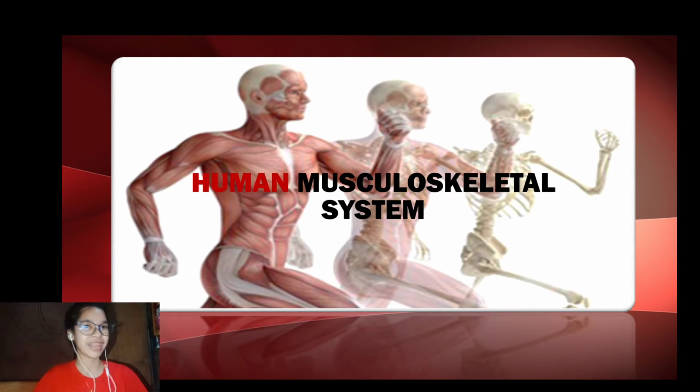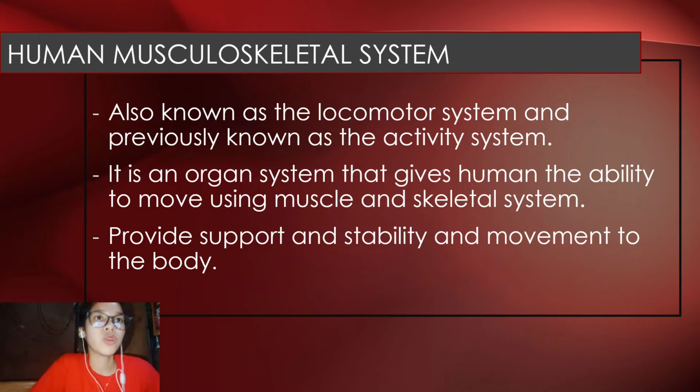As we go further in this discussion, we'll be able to discuss the types of joints, their definition, and their example. So, let's begin. The human musculoskeletal system is also known as the locomotor system and previously known as the activity system. It is an organ system that gives humans the ability to move or conduct movement using muscles, joints, bones, and any other connective tissues. It also provides support, stability, and movement to the body.